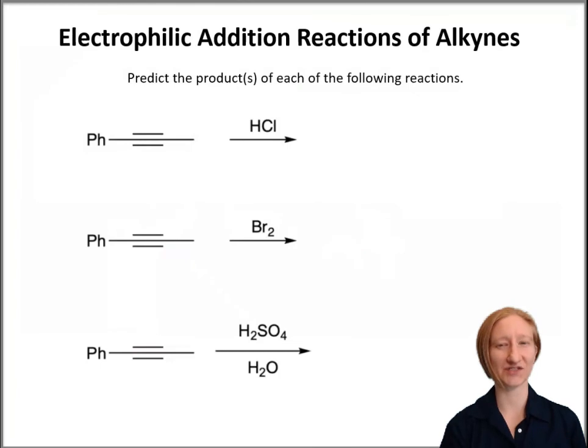Now we'll end this lecture series by answering the question we saw at the beginning, to predict the products of each of the following reactions. We'll tackle these reactions one at a time. First, the addition of HCl. The alkyne will attack the proton, and at the same time, the chloride will attack the more electrophilic carbon of the alkyne. This will add the hydrogen and chlorine across the alkyne in a trans fashion, with the chlorine added to the more substituted carbon.